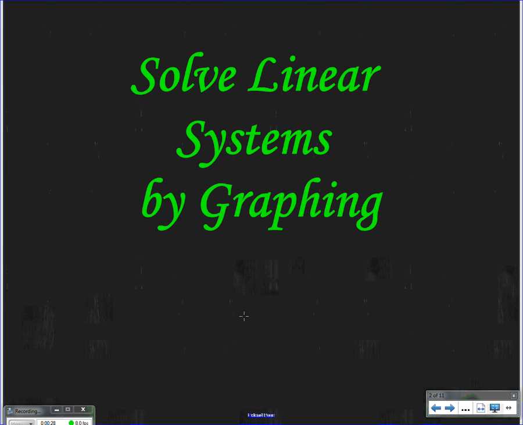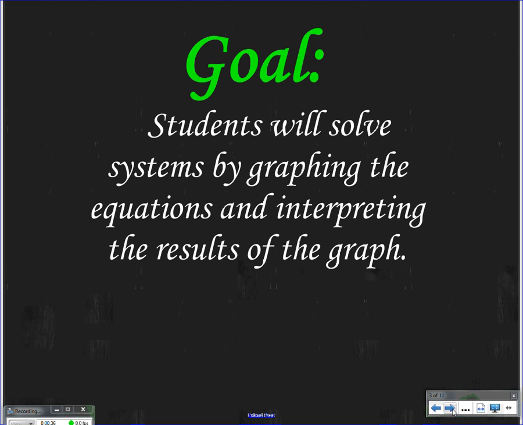Linear means lines. We're going to graph lines, something you've all done before. So here we go. Our goal is you will be able to solve systems by graphing the equations and interpreting the results of the graph. So we already know that you can graph an equation. We're just going to graph more than one equation on one graph. And then we want you to be able to tell us what the results of those graphs are.